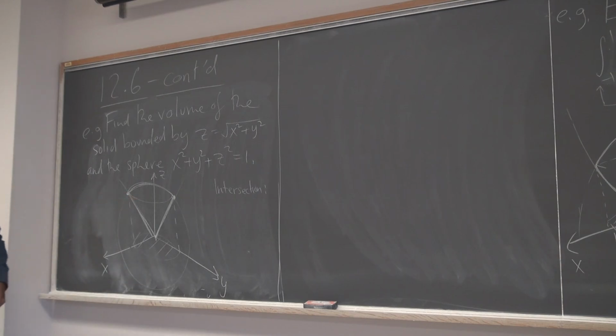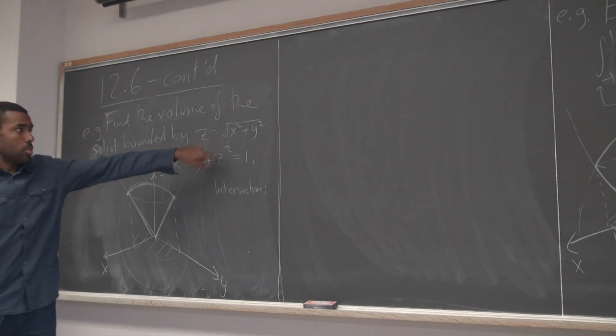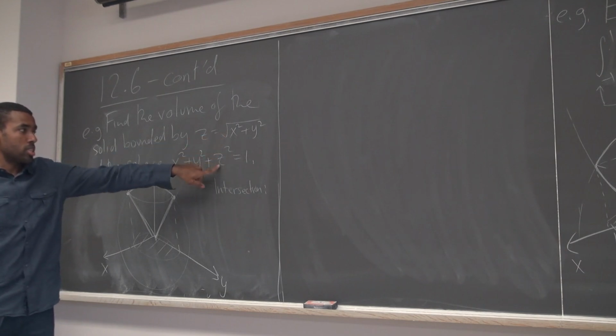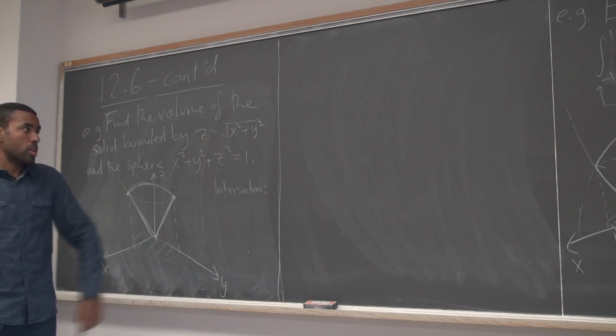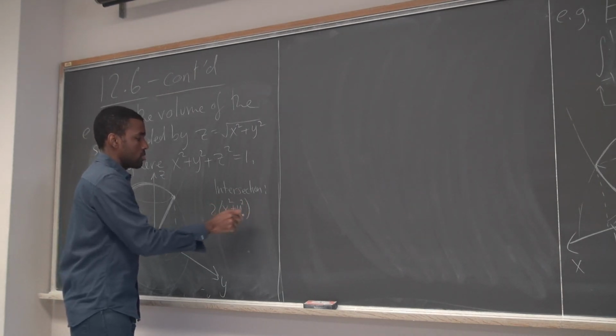So you have z is equal to r, and 1 minus r squared plus z squared is equal to 1. Then you have r squared plus r squared is equal to 1. Or you can literally just substitute. If you plug in the radical of x squared plus y squared into here, you square it, you just get x squared plus y squared.